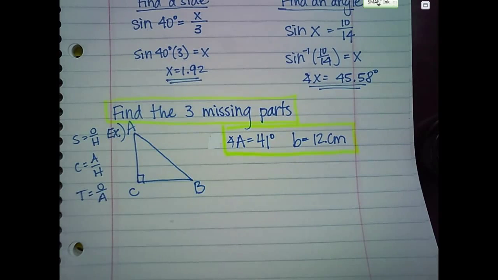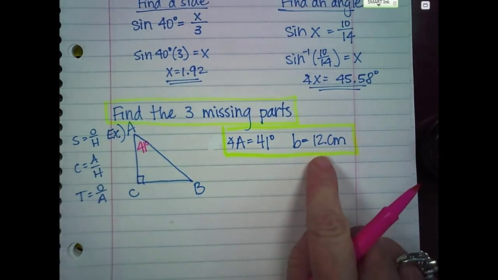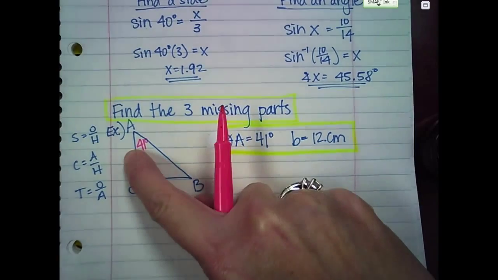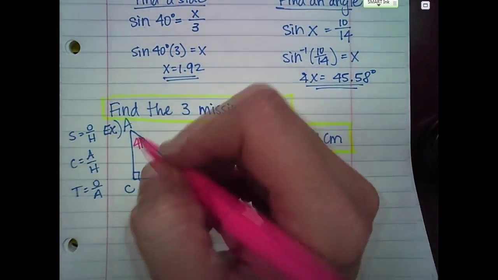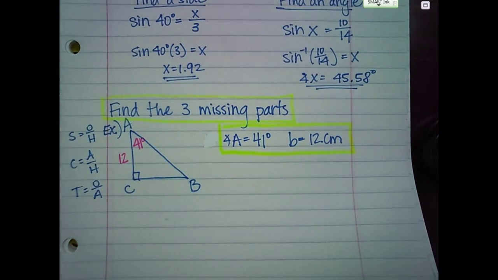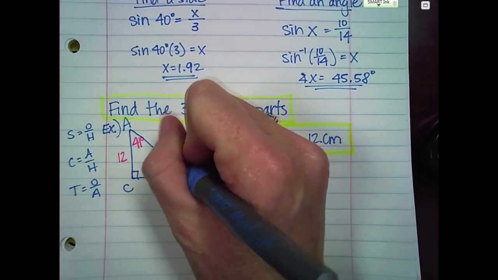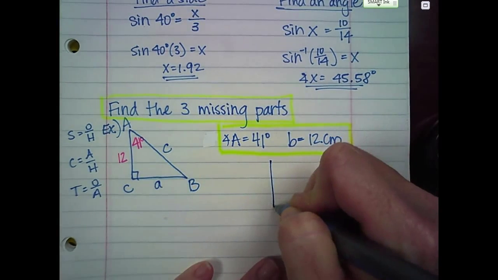3 more. Y'all understand why they're asking for the 3 missing parts? Alright. So let's label what we know. We know this is 41 degrees, and we know side B is 12. Well, if this is angle B, where do I put side B at? Directly across. Y'all see that? So this is 12 centimeters right here. And then I'm going to label the other sides just with a letter so I know. And then I'm going to fill in a box that tells me my answer box.